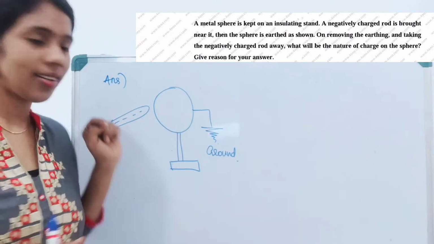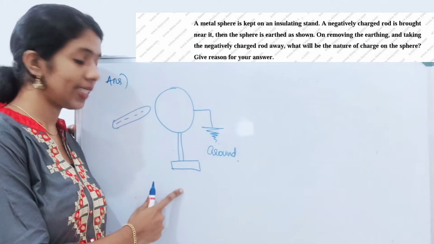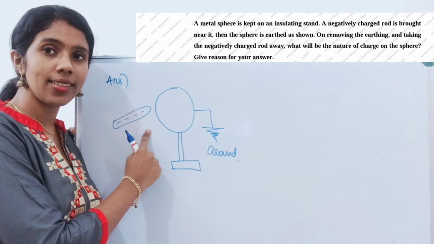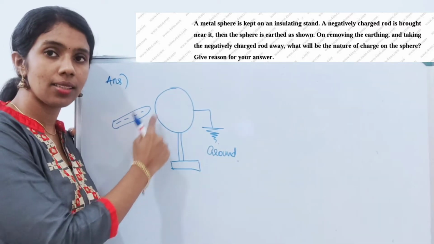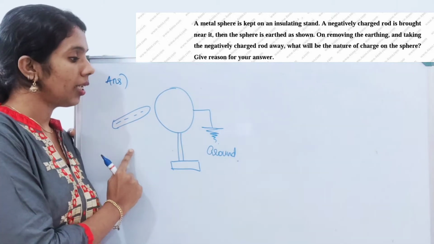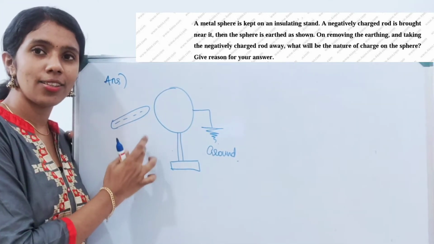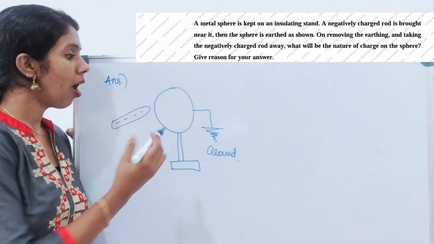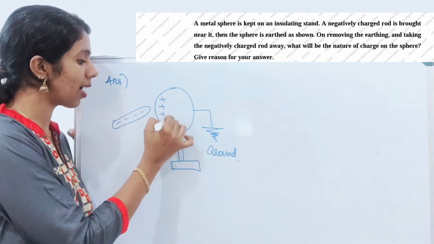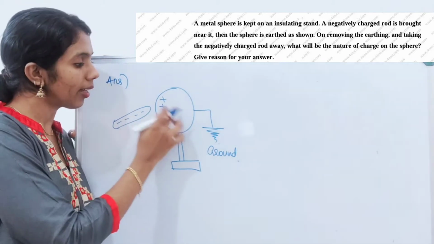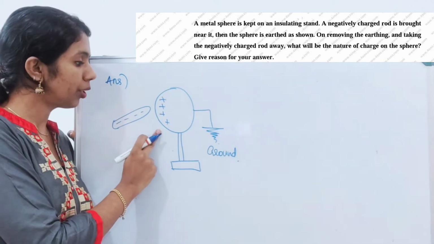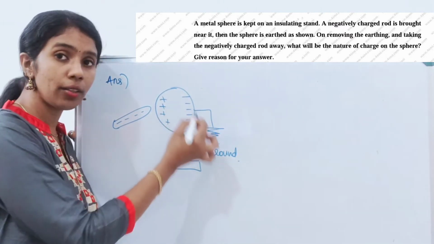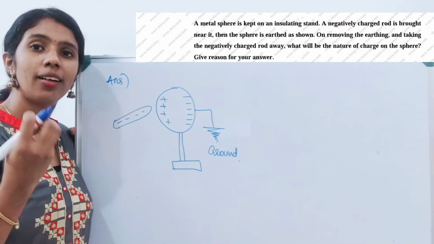Here it is given that a metal sphere is mounted on an insulated stand. One end is grounded and a negatively charged rod is kept near this metal sphere, not in contact. Now when this negatively charged rod is near the metal sphere, due to electrostatic induction, all the positive charges, that is the charges opposite to the negative charges, get accumulated on the left of the metal sphere due to the force of attraction, and all the negative charges get accumulated towards the right of the metal sphere due to the force of repulsion.